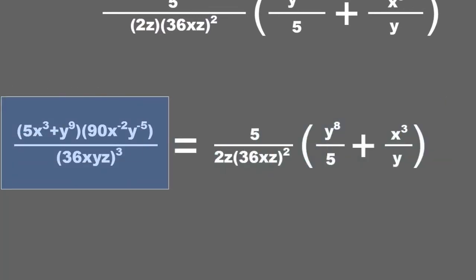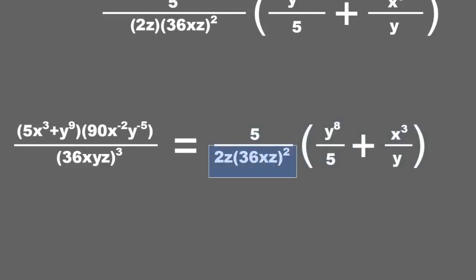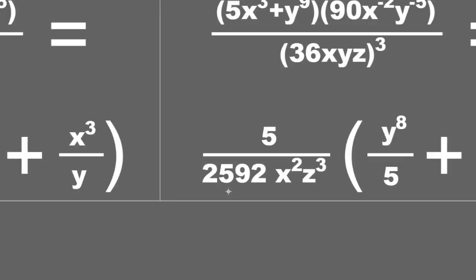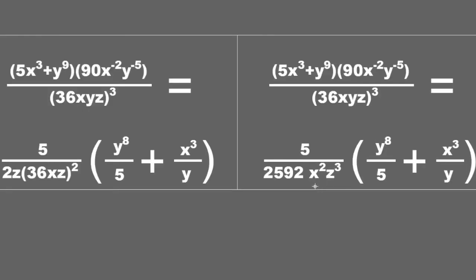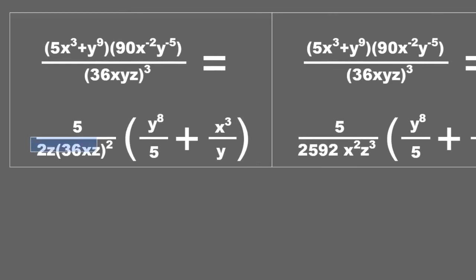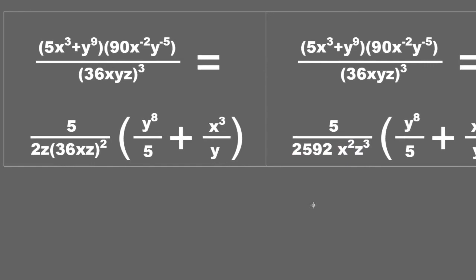This is what we had at the beginning, the expression that we started with, and this is the expression that I told you I was going to show you at the end. This part right here, you could also write like this: 5 divided by 2592 x squared c cubed. These two terms are equivalent. You can write it like this, or you can write it like this. Which one is the most simplified? Well, I'm gonna leave it up to you.